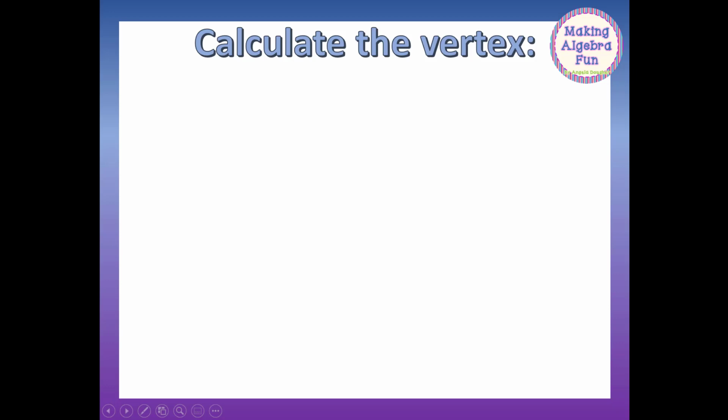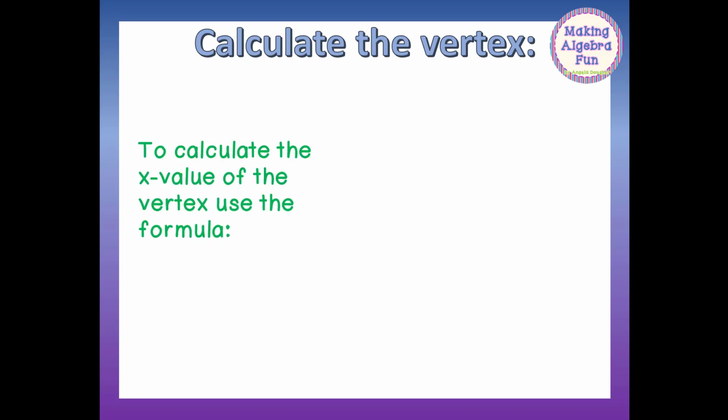Now I'm going to teach you how to calculate the vertex. Since the vertex is just an ordered pair, it is made up of an x and a y value. We begin by getting the x value of the vertex using the formula x equals negative b over 2a.